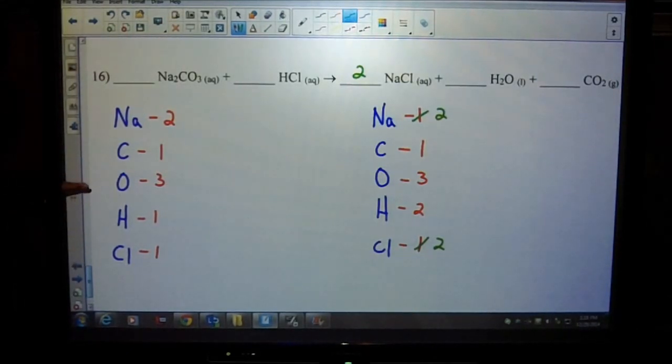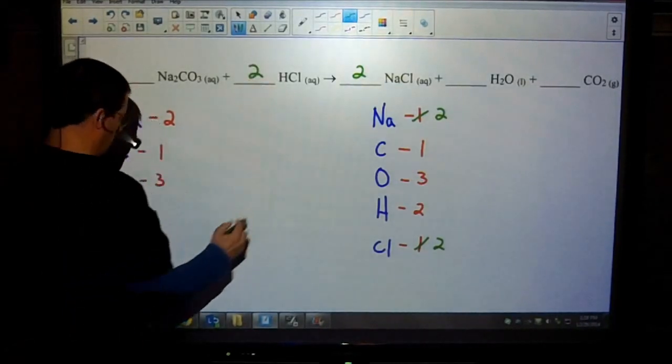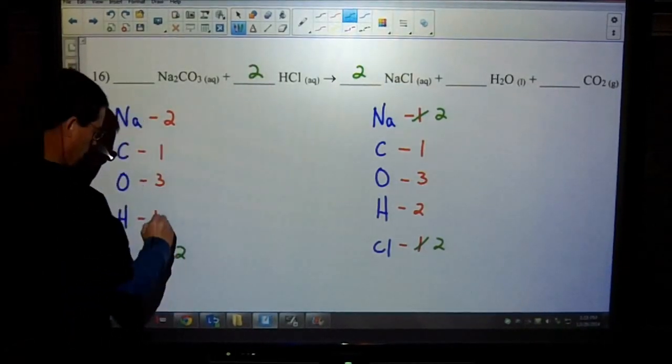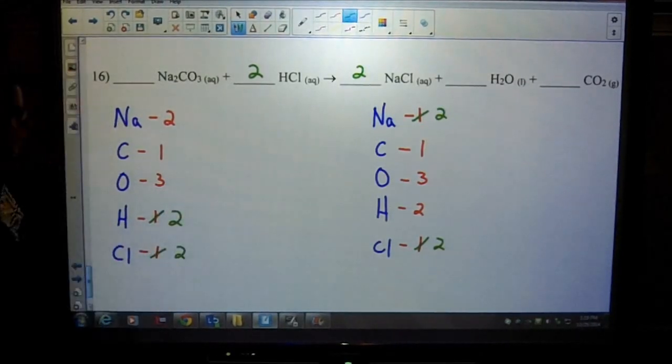Again, try to save oxygen and hydrogen last if you can. Okay, trust me on this. So chlorine, we have 1, which means that we need 2. So if I put a 2 there, then that means I change my hydrogen to 2. And we are finished. So it looks good there.